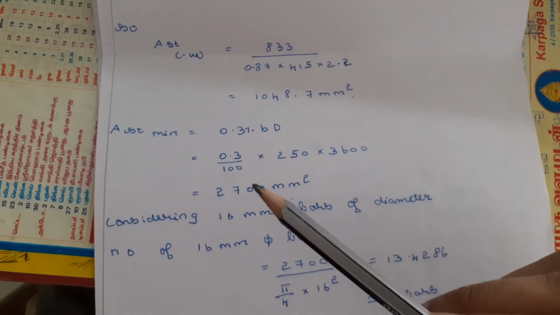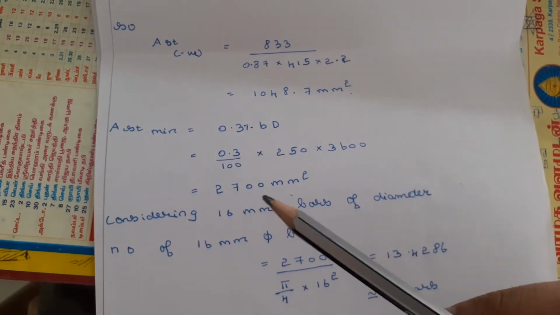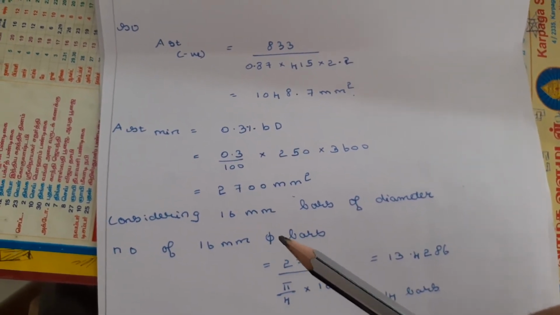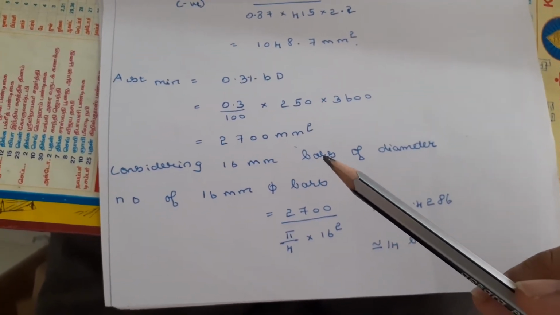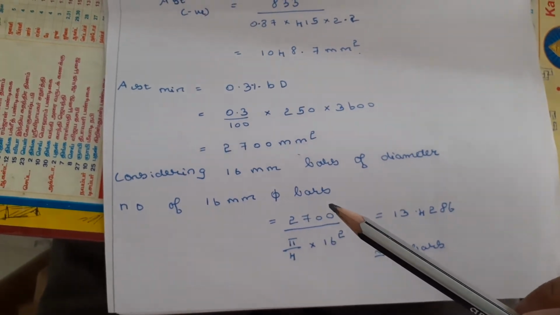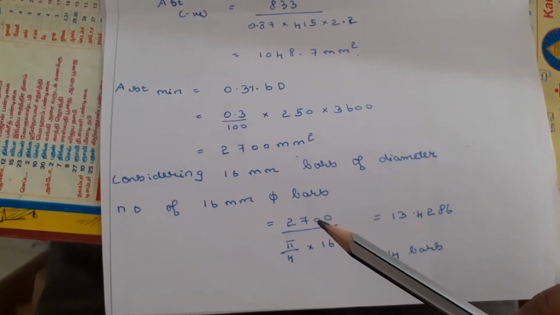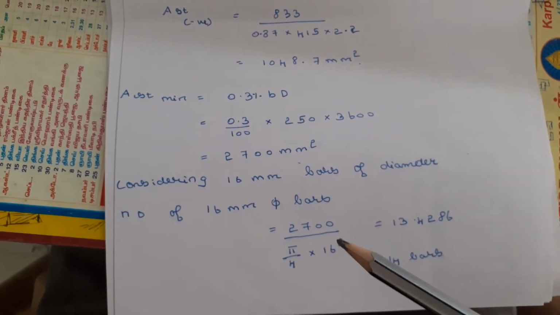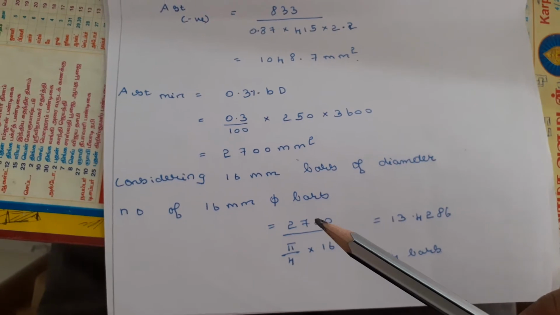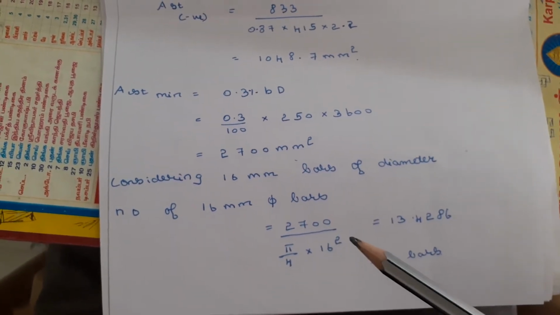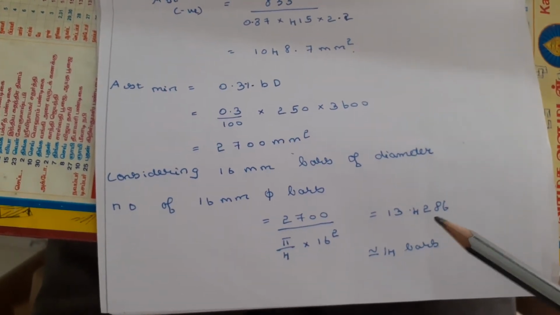For this minimum Ast, we should not confuse it with Ast negative or Ast positive. For this minimum Ast, we need to calculate the number of 16 mm bars to insert. Considering 16 mm diameter bars, we divide capital Ast by small ast. So 2700 divided by pi by 4 into 16 square. To calculate the area of a bar, the formula is pi by 4 into d square. Pi by 4 into 16 square gives the area, and the result is 13.4286, so we should round it off to 14 bars.